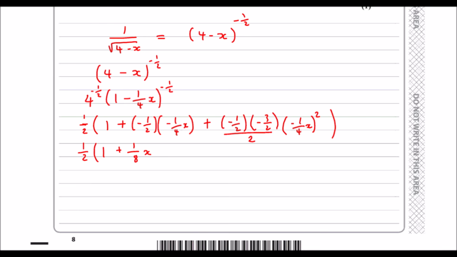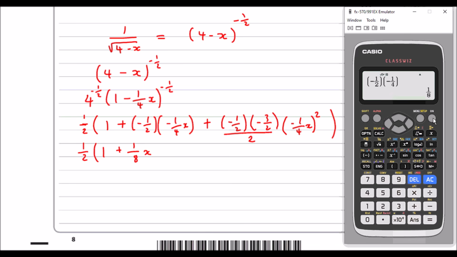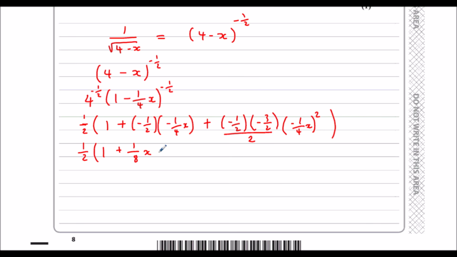Then for the next term, our x squared term, we have minus a half times minus 3 over 2 over 2 times minus a quarter squared, and that'll be our x squared term. So 3 over 128 x squared.